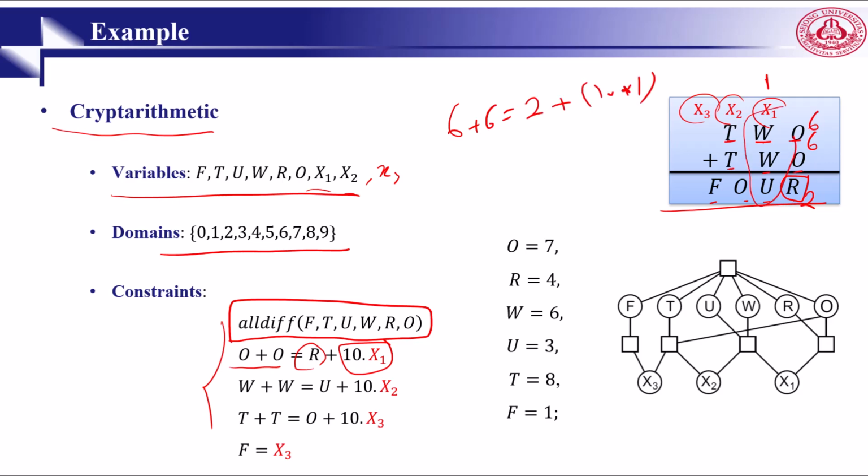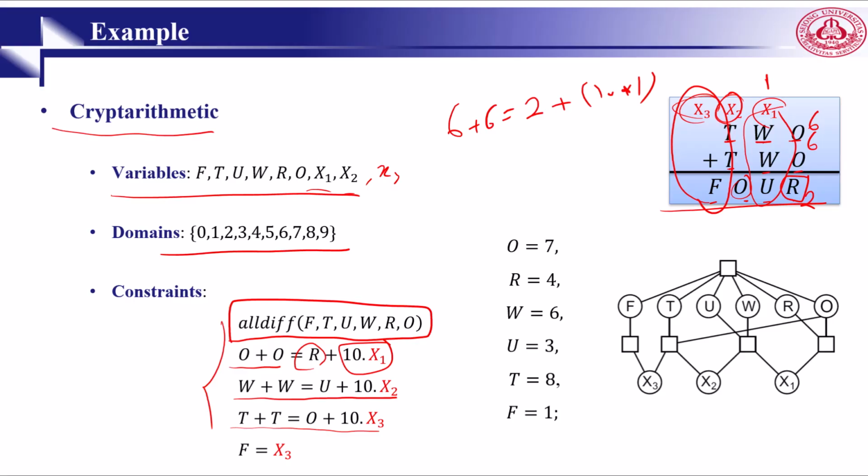And in the same case here, W plus W is U plus 10 multiply X2, and T plus T is equal to O plus 10 multiply X3, and finally F is equal to X3. These are the constraints. So we can show them like a graph. Using a graph, we can easily solve a problem. We can find a solution using the graph according to the constraints, right?